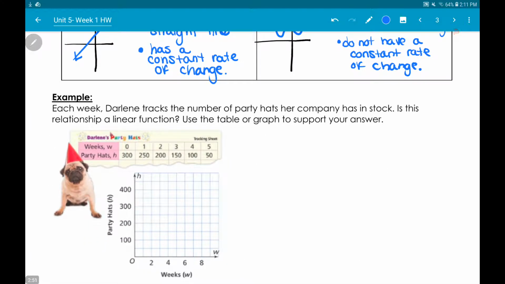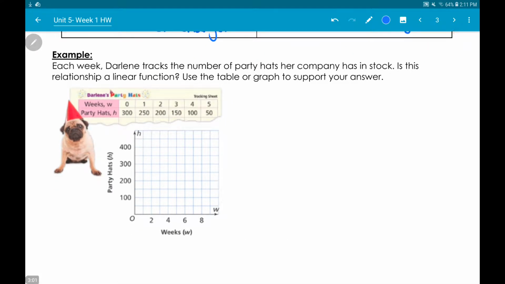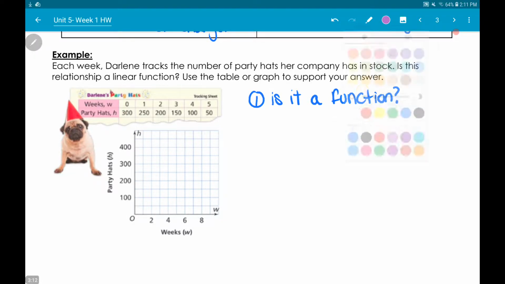So let's take a look at this example. Each week, Darlene tracks the number of party hats her company has in stock. Is this relationship a linear function? Use the table or graph to support your answer. All right, so first thing I'm going to check is, is it even a function? And how do we do that? That's what we went over in the beginning of the week.